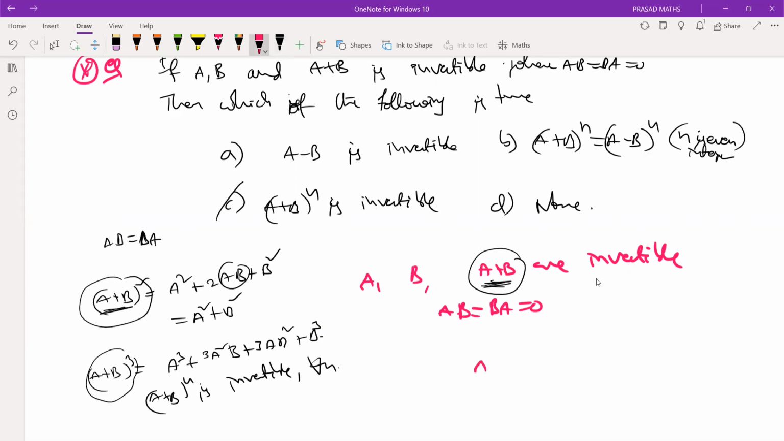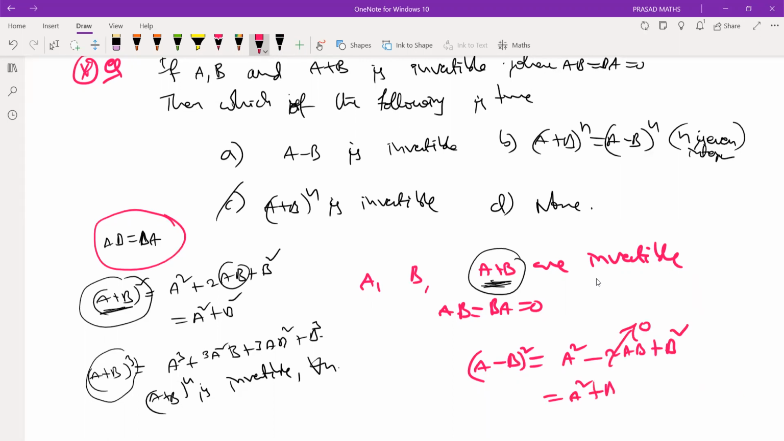Next, what is (A minus B) whole square? Anybody? Usual, because they are commutative. Therefore, A square minus 2AB plus B square, and AB is 0. Therefore, A square plus B square. So what you observe, this is equation 1, this is equation 2. (A minus B) whole square is equal to (A plus B) whole square, both are equal, right?